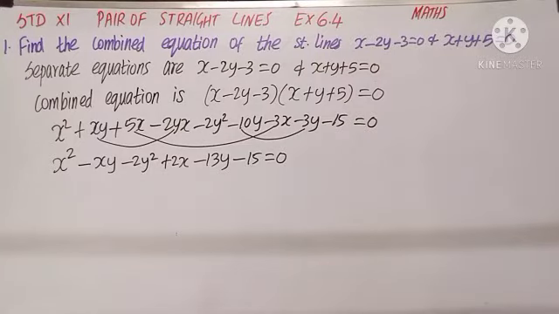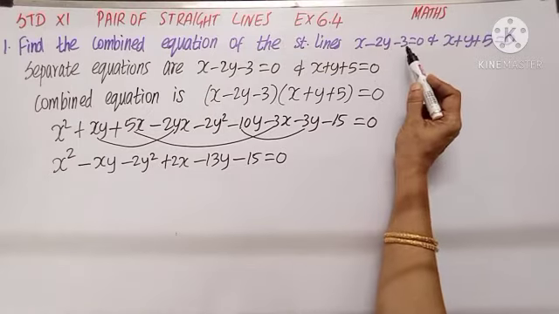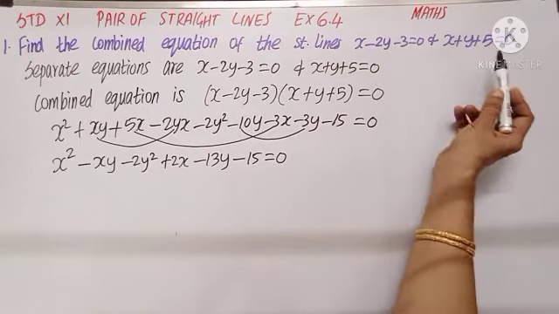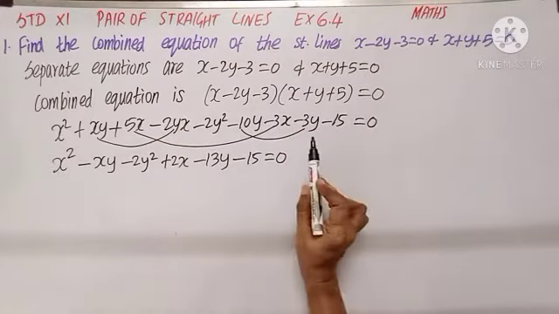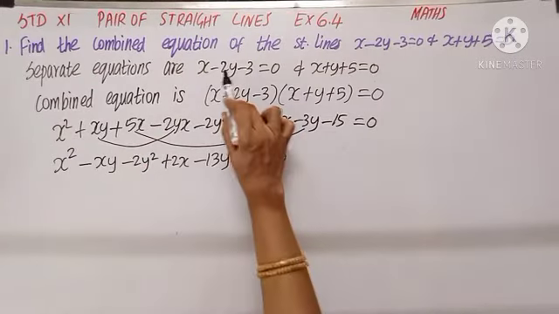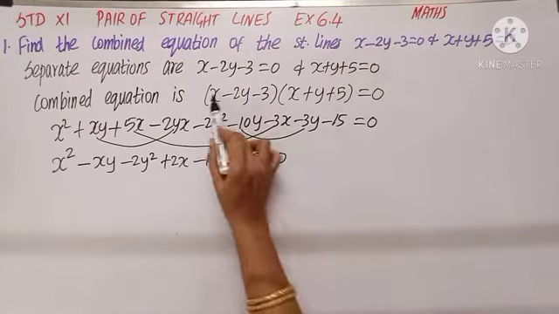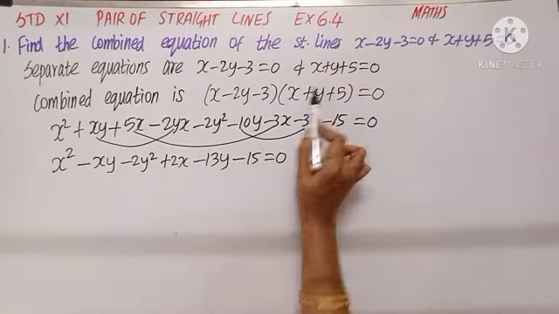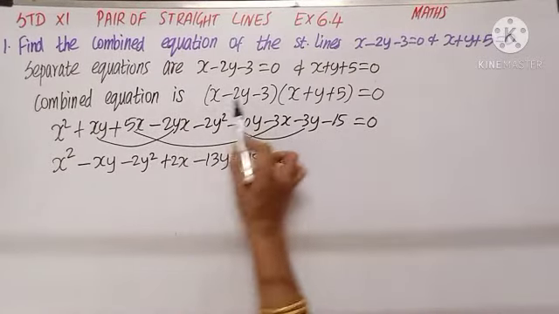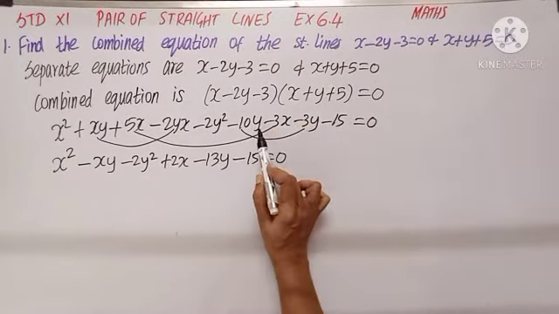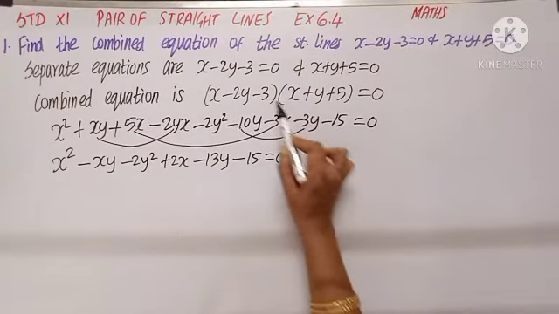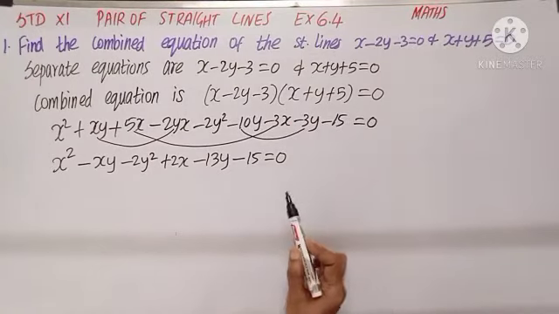Exercise 6.4, question number 1. Find the combined equation of the straight lines having the separate equations x minus 2y minus 3 equal to 0 and x plus y plus 5 equal to 0. Given the separate equations, to get the combined equation, just multiply the two. x into x, x square, x into y, x into 5, minus 2y into x, minus 2y into y, minus 2y into 5, minus 3 into x, minus 3 into y, minus 3 into 5 equals to 0.